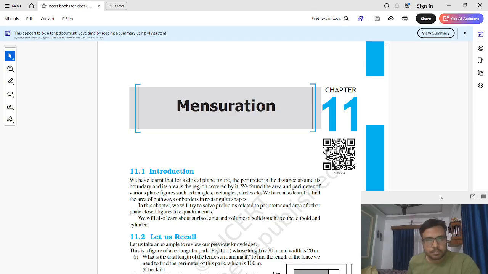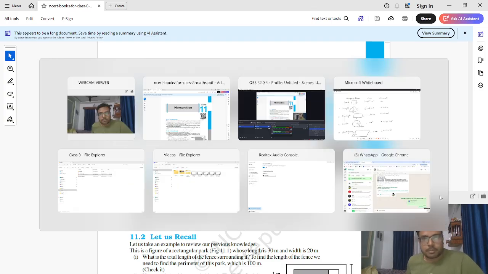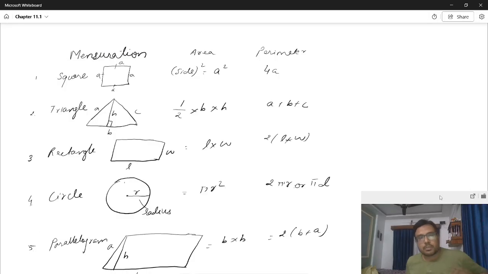So without wasting any time, we'll solve the first 5 questions of NCERT chapter 11 of class 8. Before moving forward, I'll let you know what formulas you will require for this chapter. This is mensuration and 2D figures. You'll require the area and perimeter of figures like square, triangle, rectangle, circle and parallelogram, because in these 5 questions you will need only these. To save time, I have mentioned them before solving the questions.